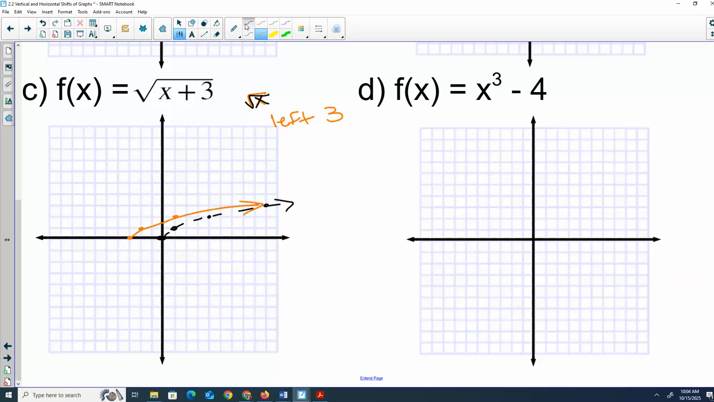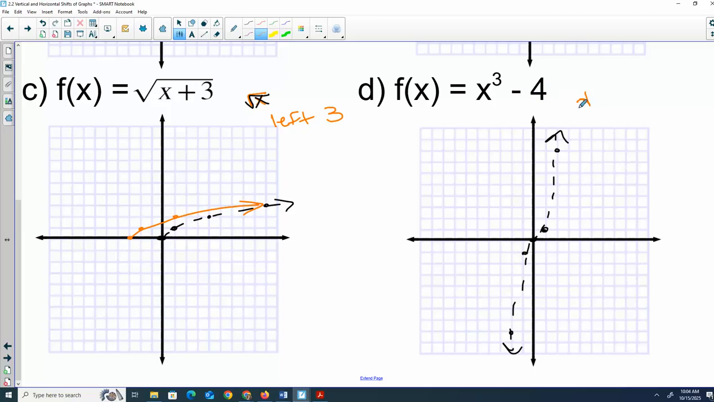All right, last one, x cubed. We've done that one several times today. That's our chair. 0, 0, 1, 1, 2, 8, negative 1, negative 1, negative 2, negative 8. And what does the minus 4 do? It's on the outside. It's not being cubed. It's not in the parentheses.